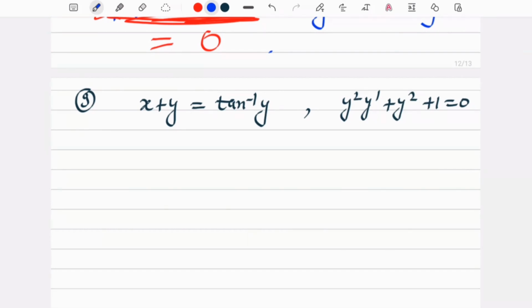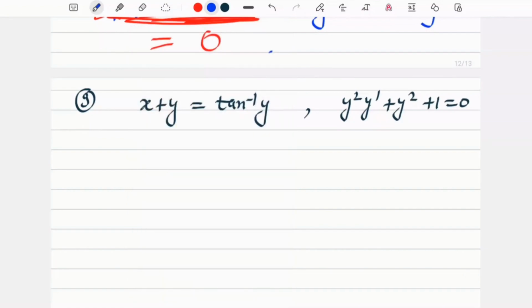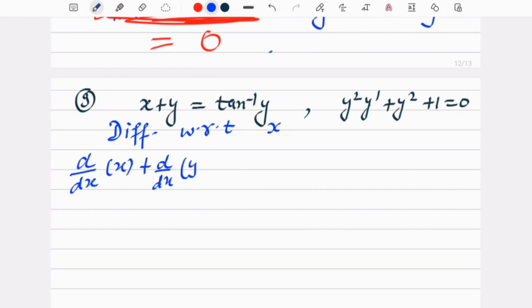That concept is how to differentiate an implicit function. If we have an implicit function where the variables are intermingled, then differentiate the variable as it is, where it is in the function. Don't separate it. Are you getting my point? Yes, sir. So we differentiate both sides with respect to x. We write d by dx of x plus d by dx of y is equal to d by dx of tan inverse y.